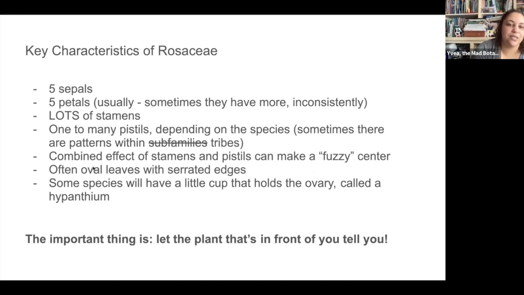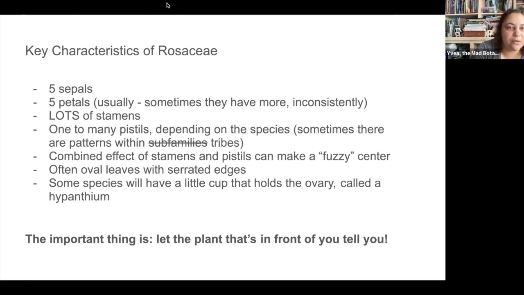A secondary characteristic is that oftentimes members of this family will have oval leaves, a lot of times with serrated edges. Now that's not always, but a lot of times. And sometimes if you have something like a rose, you'll see that it's not just a simple leaf, it's a compound leaf. So it has leaflets, and the leaflets themselves will be oval shaped with serrated edges. Also, some species, like I mentioned, will have a little cup that holds the ovary, and that's called the hypanthium. And again, the term's not important. It's just more important to know to look for that little cup beneath the petals and beneath the sepals.